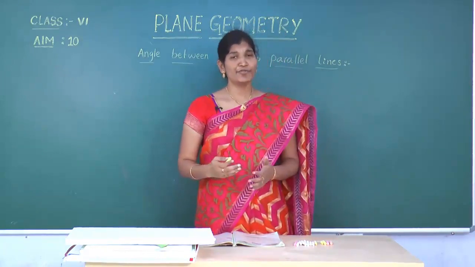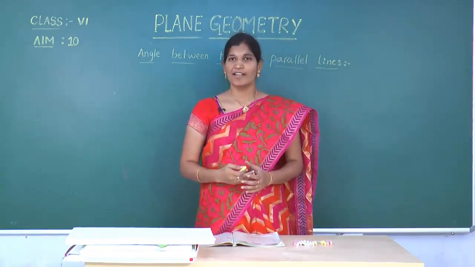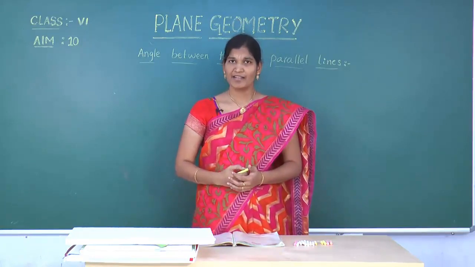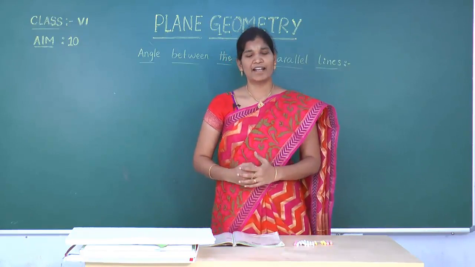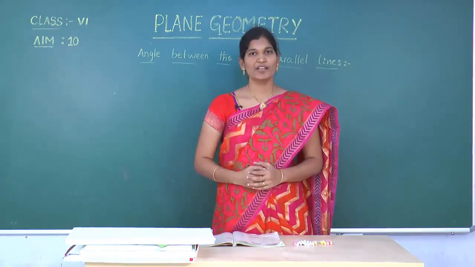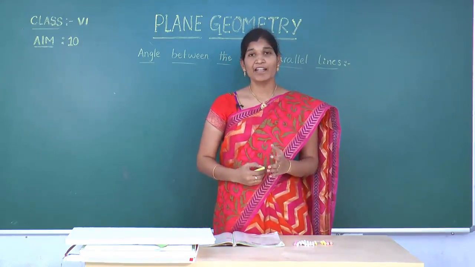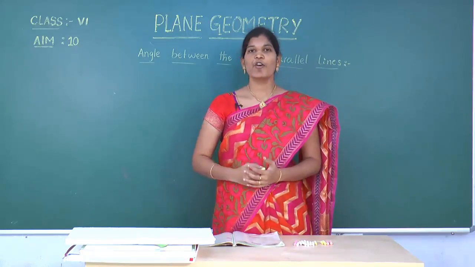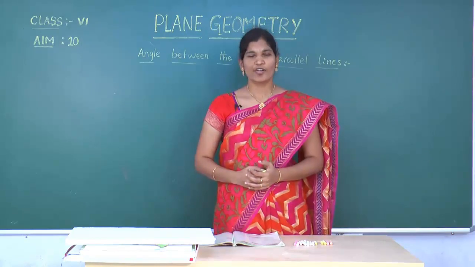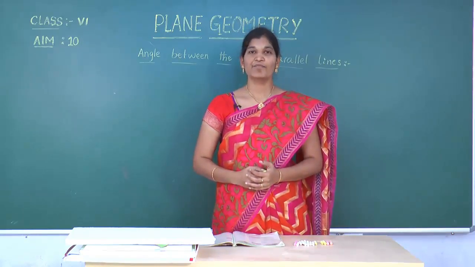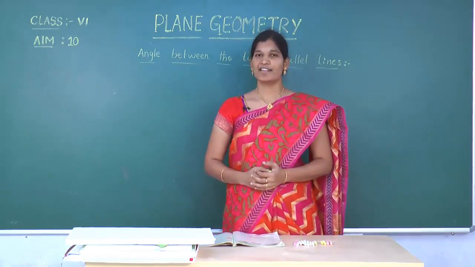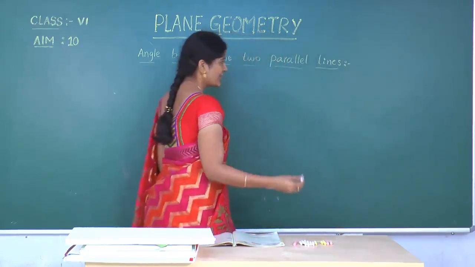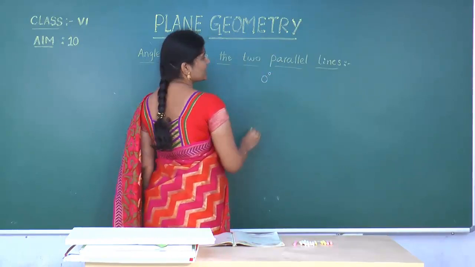Generally, if two lines have a common point, then we can find the angle between them. But do parallel lines contain any common point? No, parallel lines do not intersect, so we do not have any common point. Then how can we find the angle between them? That's why we consider the angle between parallel lines to be 0 degrees.